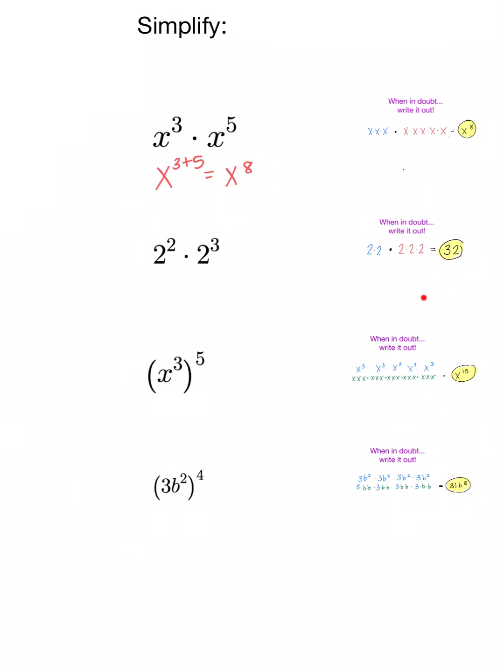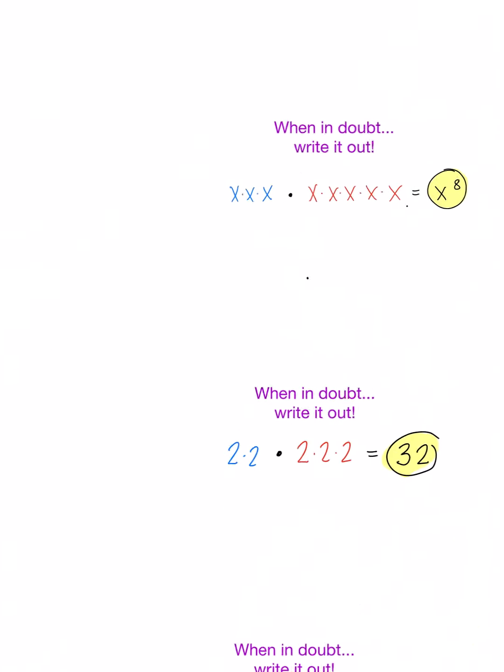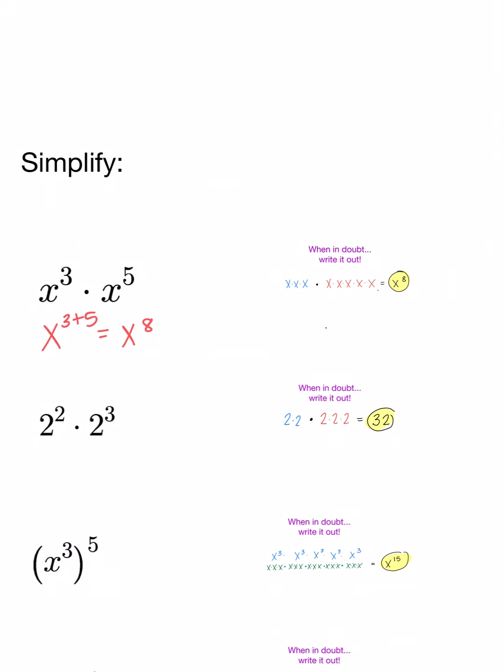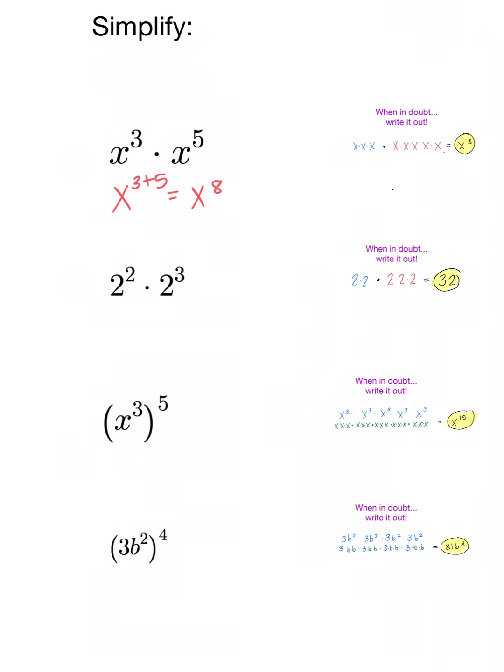Now if you'll notice, it's the exact same thing when I wrote it out. Writing out all of those x's also gives me x to the 8th. An example with numbers would be 2 squared times 2 cubed. Because they have the same base and they're being multiplied, this is the same as 2 to the 2 plus 3, which would be the same thing as 2 to the 5th, or 32. And again, that's exactly what we got when we wrote it out. When in doubt, write it out to ensure that you're using the rules correctly.